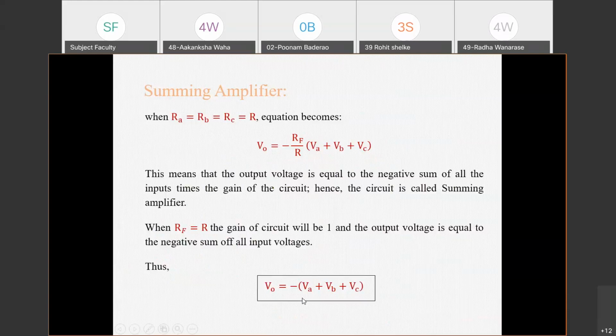That is VO equals minus of (VA plus VB plus VC), where VA, VB, VC are the different inputs given to the inverting terminal, and you get the output at the output terminal. This is the more general expression, but in this expression we made the gain 1. That means when Rf equals R, the gain becomes 1, and this generalized equation is reduced to a more specific equation.